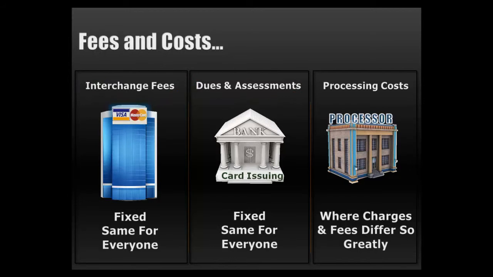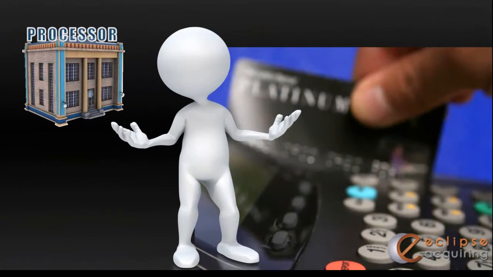All you need to be concerned about is this third area, processing costs. And if you understand how and what you're being charged for processing, then you'll be able to accurately determine what you are paying and, more importantly, know if you're getting the best rate. So let's break down this third area of processing costs.